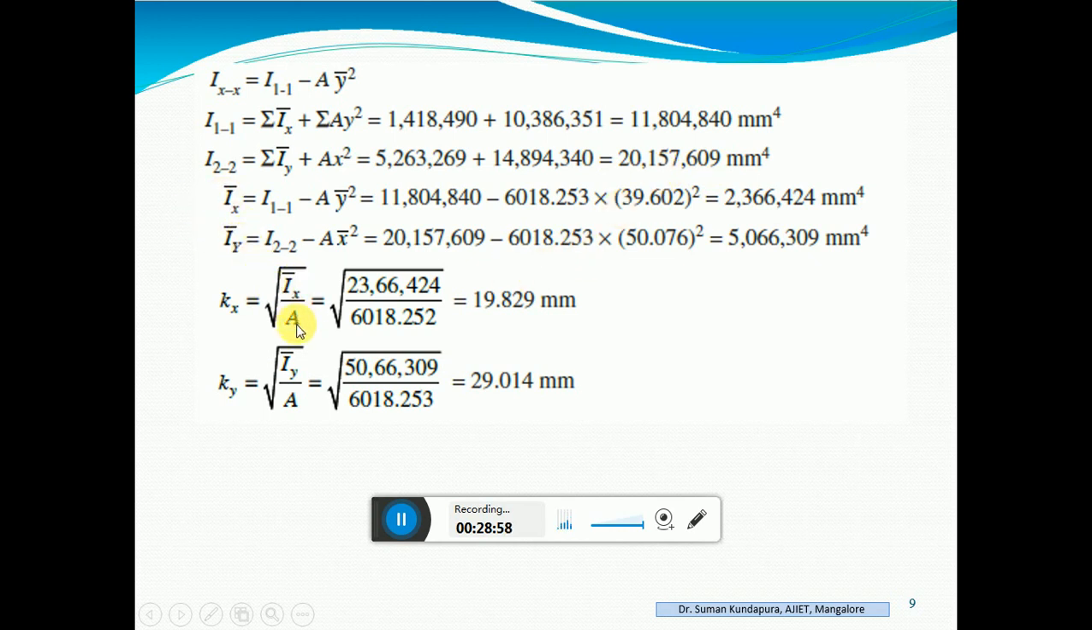Substitute the values in the equation of radius of gyration. Find out what is the radius of gyration along the x-axis and along the y-axis. So the least among the two or the highest among the two is asked. Respectively write the value.